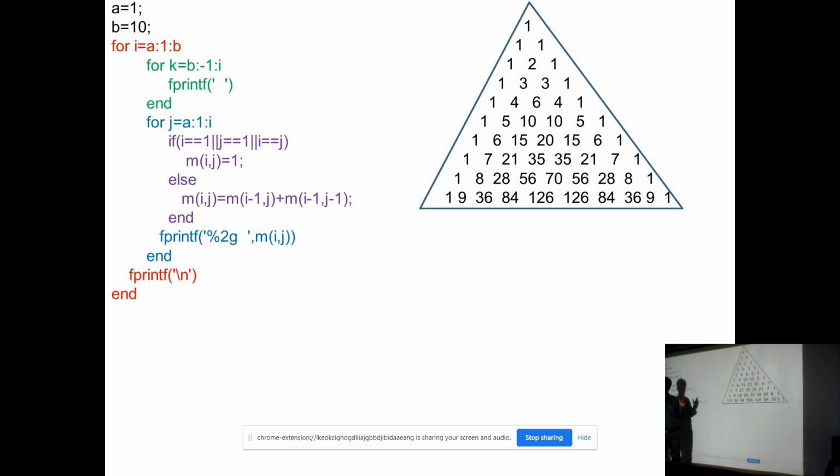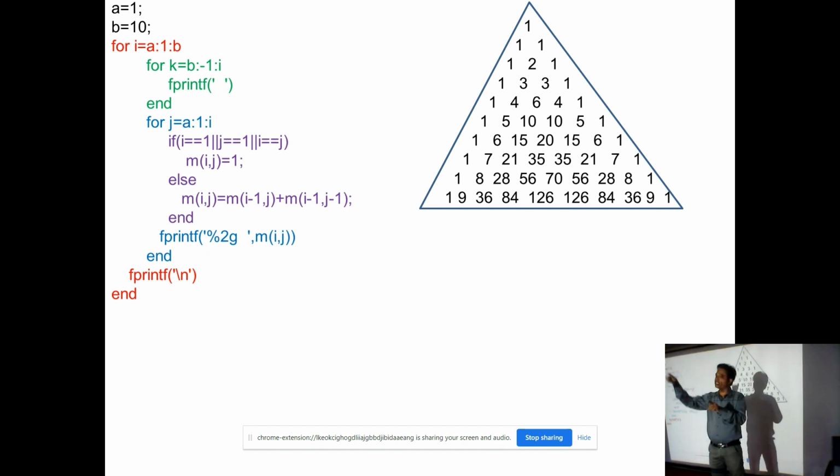Got understood? How I printed the extreme numbers? I printed the extreme numbers. Extreme means extreme left hand I printed, extreme right hand I printed, with simple logic of this. What does this logic say? Either your row is 1 or your column is 1 or your row and column are equal. For example, what is first row? This is the first row, this is second row, third row. First row should be 1.